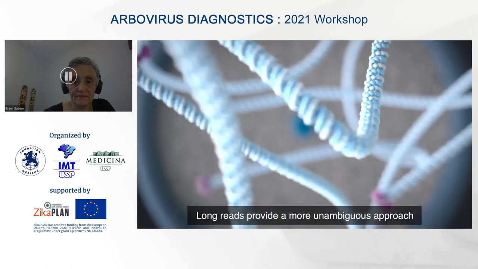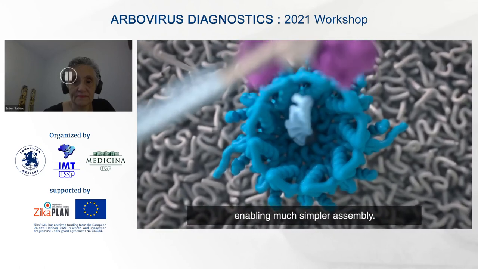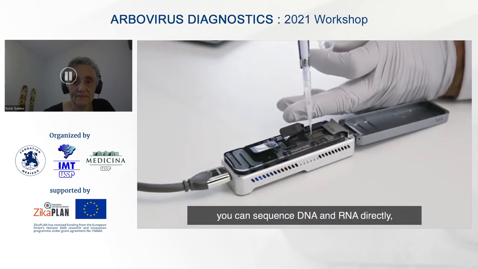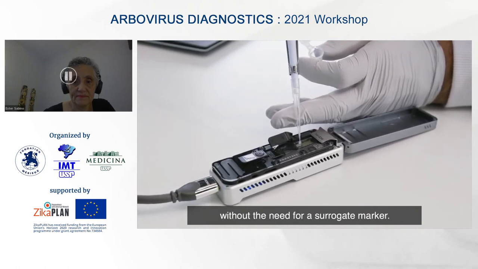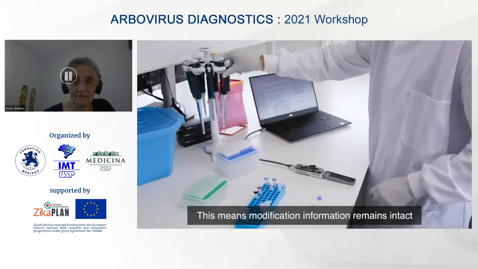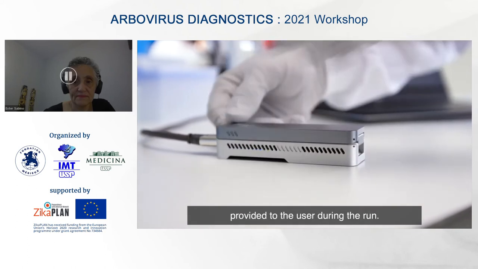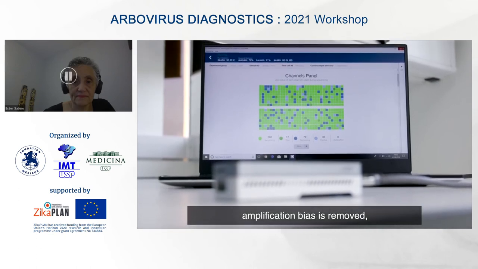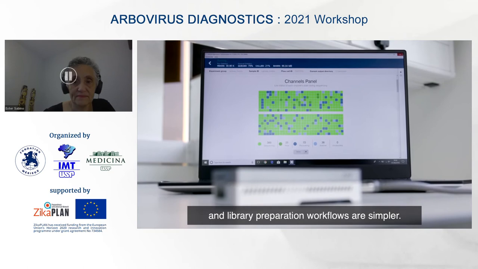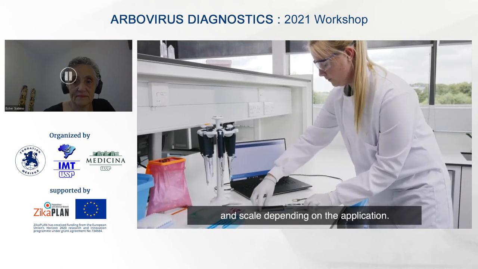Long reads provide a more unambiguous approach to mapping a DNA or RNA sequence, enabling much simpler assembly. Using nanopore technology, you can sequence DNA and RNA directly, rather than through a copy or synthetic strand, without the need for a surrogate marker. This means modification information remains intact and is included in the signal information provided to the user during the run. As PCR isn't necessary for nanopore sequencing, amplification bias is removed and library preparation workflows are simpler. All Oxford Nanopore sequencing devices use the same core technology, making it simple to pilot experiments and scale depending on the application.